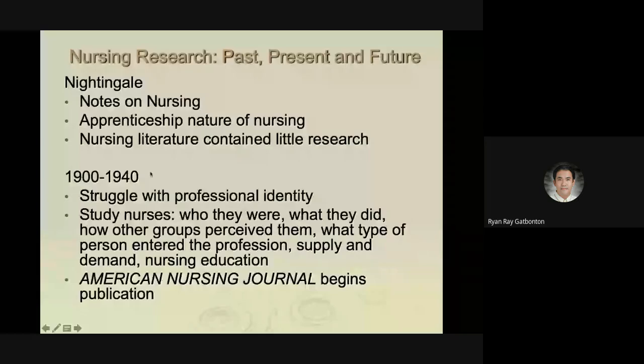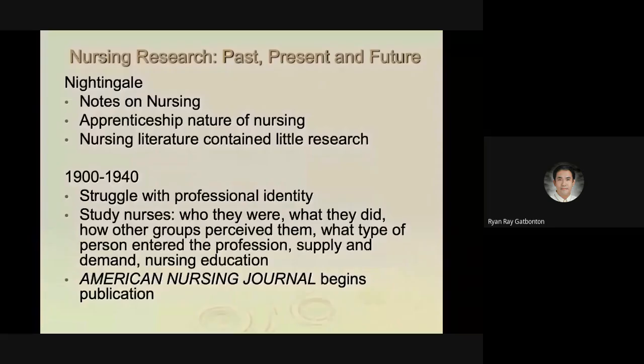So in the next years, in 1900 to 1940, this nursing profession is starting to build up, or is a startup profession. During this time, nursing develops its own identity. So that's why the focus of nursing research is more on who they are, no? Answering the questions: who they are, what they did, how other groups perceive them, and what type of person entered the profession. So more on the identity of the person or of the nurse.